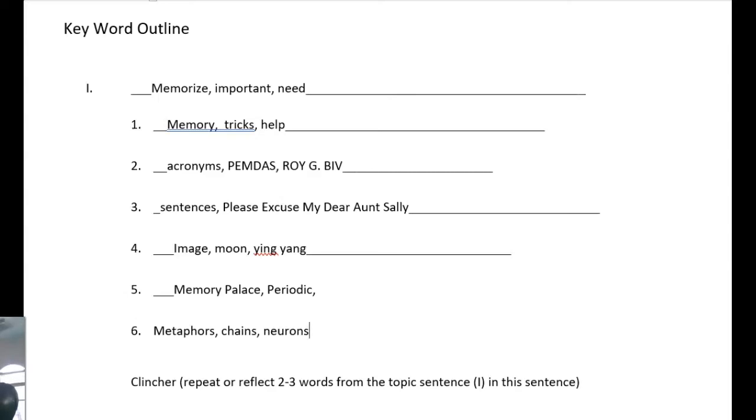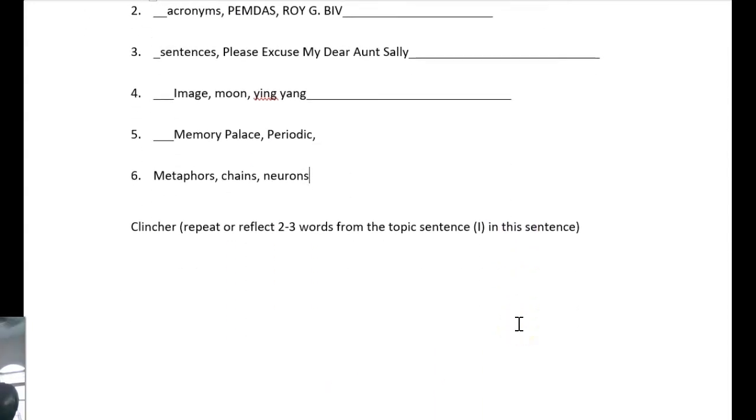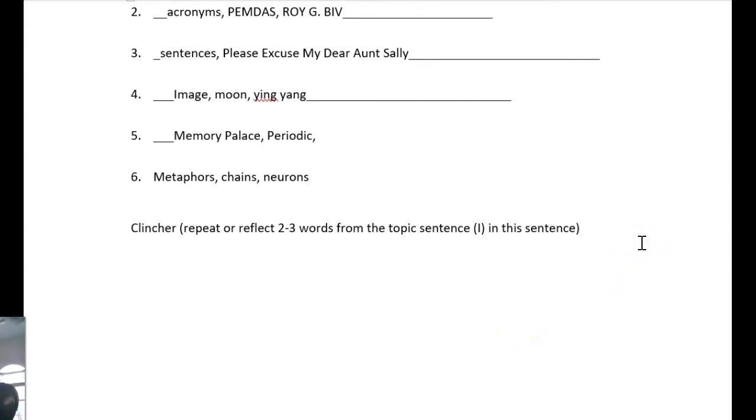Okay. All right, and then I get to my clincher, and what I want to do when I write that part, because I am writing my keyword outline and then I'm going to make it into a sentence. But I have my clincher and it repeats 2 or 3 words from the topic sentence. So now I would take all of these and make it into a paragraph, right? That would help me remember what the text was about.